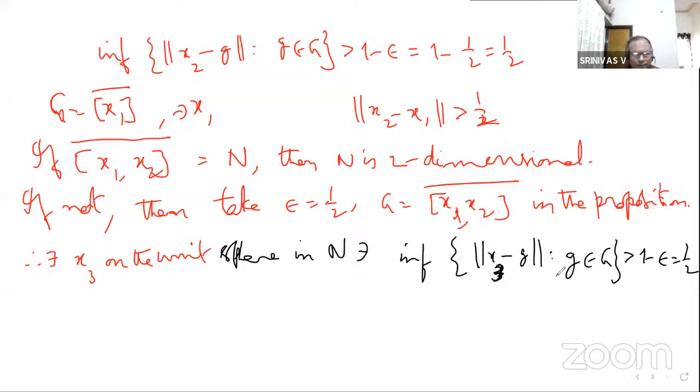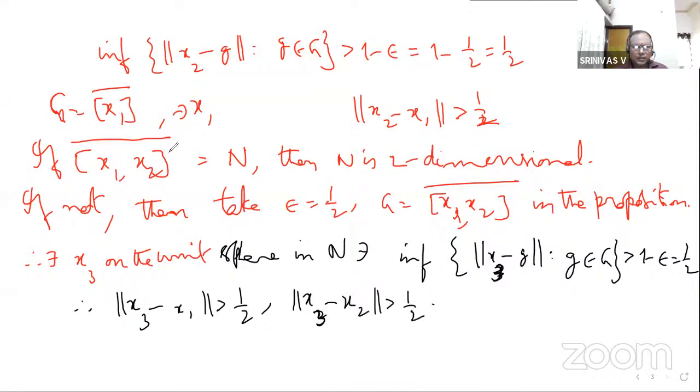Where does small g come from? Small g comes from this one. Therefore, you can take g equal to x1, and then you take g equal to x2. So from here you get norm of x3 minus x1 is greater than half. If I take g equal to x2, then norm of x3 minus x2 is greater than half.